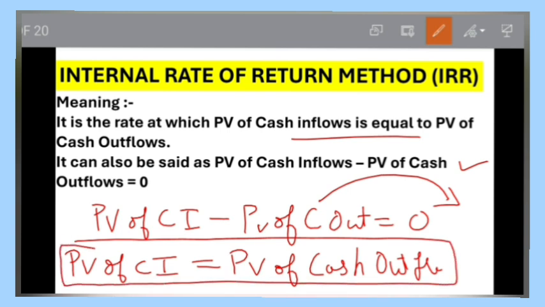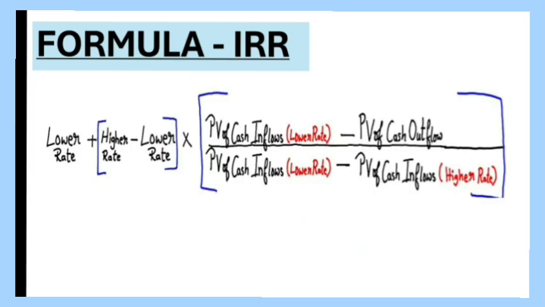See here the first line: it is the rate at which present value of cash inflows is equal to present value of cash outflows. So that is another kind of representation we are doing. Present value of cash inflows minus present value of cash outflows is equal to 0. So I have derived the formula for calculating internal rate of return, and the formula is displayed on the screen.